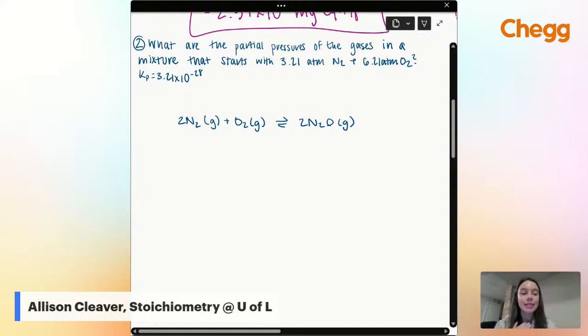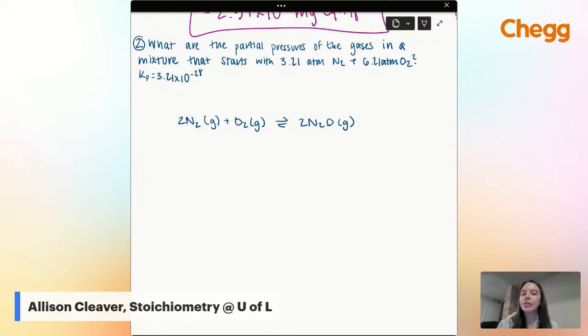So the problem that we're going to be dealing with specifically is: what are the partial pressures of the gases in a mixture that starts with 3.21 atm N2 and 6.21 atm of O2? ATM stands for atmosphere. I know when I started chemistry, I just memorized the symbols and I didn't know what they actually meant. And then we also have a K value, which is our rate of reaction constant and is going to be very important to us. The problem also provided us with a balanced chemical equation, which is always nice. It's always nice to not have to balance your own chemical equations.